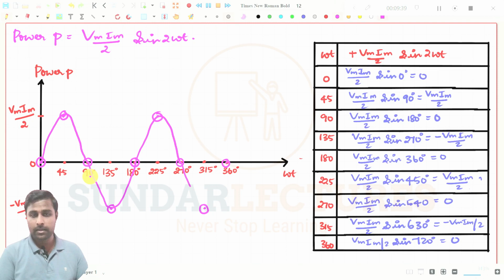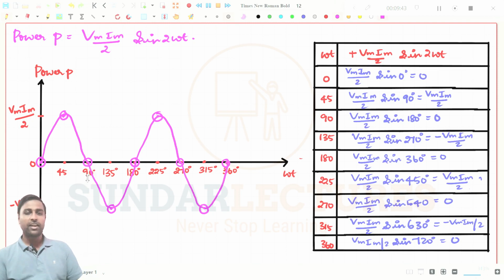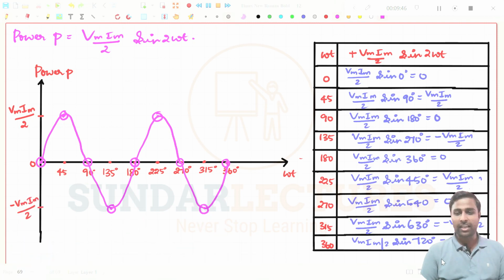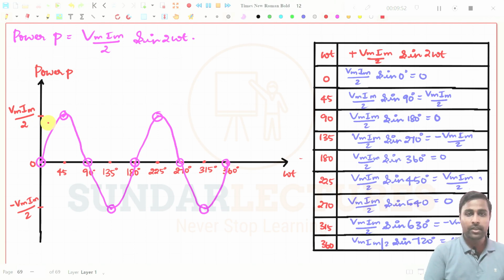See, this will be connected like this, and this will be like this. Now you see the expression. Now you see the graph here. Here we are getting the positive, here we are getting positive, and here we are getting negative. Again you are getting positive power. Again we are getting negative power.